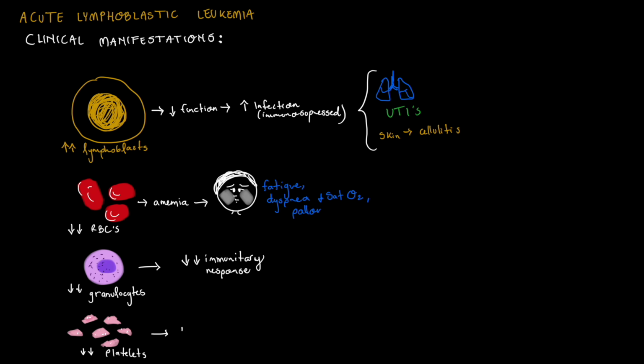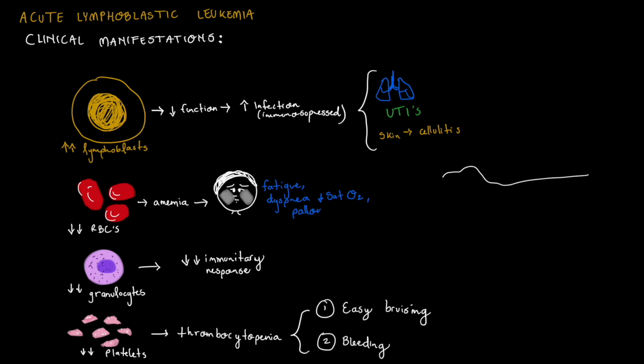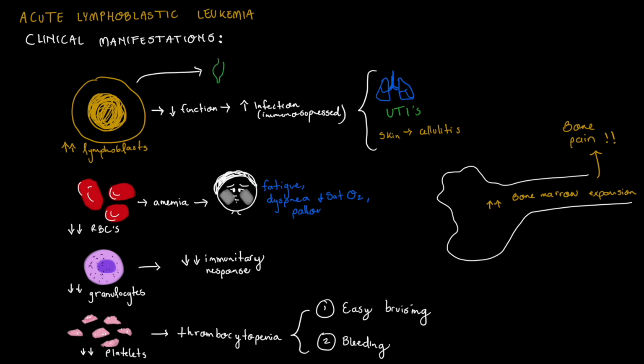Also, a decrease in granulocytes with a decreased immune response, and a decrease in platelets, giving us easy bruising and easy bleeding in our patients. This is also important in the suspicion of acute lymphoblastic leukemia. There is also going to be an increase in the bone marrow because of an expansion by the high proliferation of these lymphoblasts, giving us bone pain.